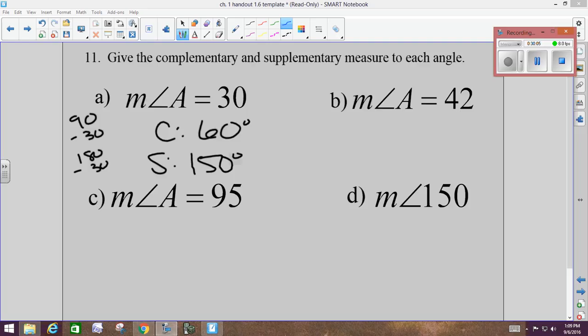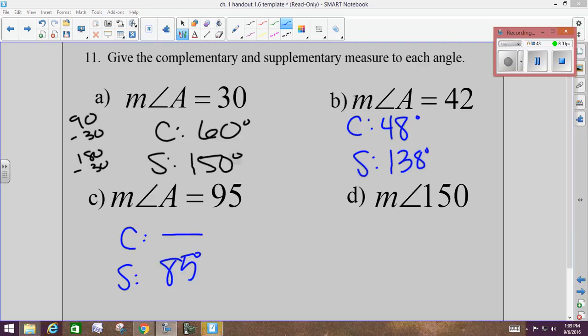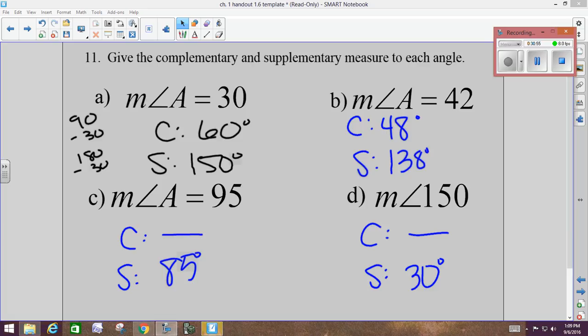What'd you get for the complement of 42 degrees? What about its supplement? Good. What'd you get for the complement of 95 degrees? Excellent. There is no complement to 95 degrees because I'm already over 90. Sometime in your future you will use negative angle measures, but not this year. What about its supplement? 85. Good job. Complement of 150. Good. How about its supplement? Good. So they all should have supplements, unless it's a straight angle, but you won't always have complements if it's obtuse. Questions? Cool. You guys rock.